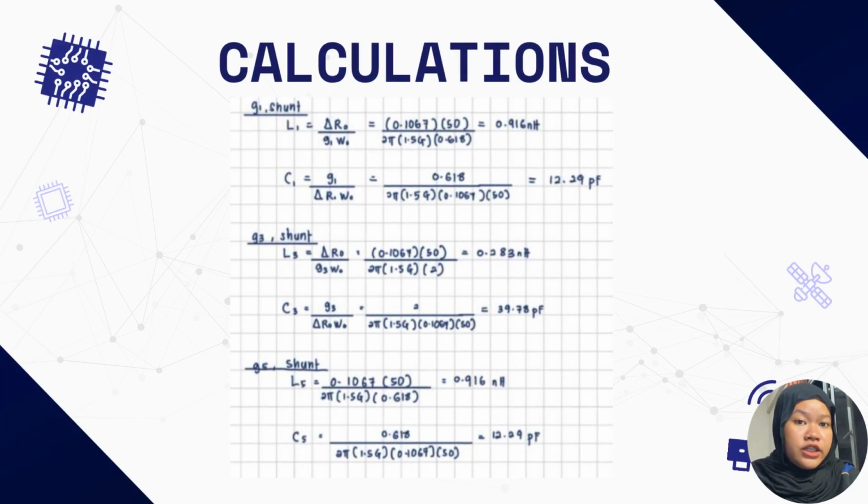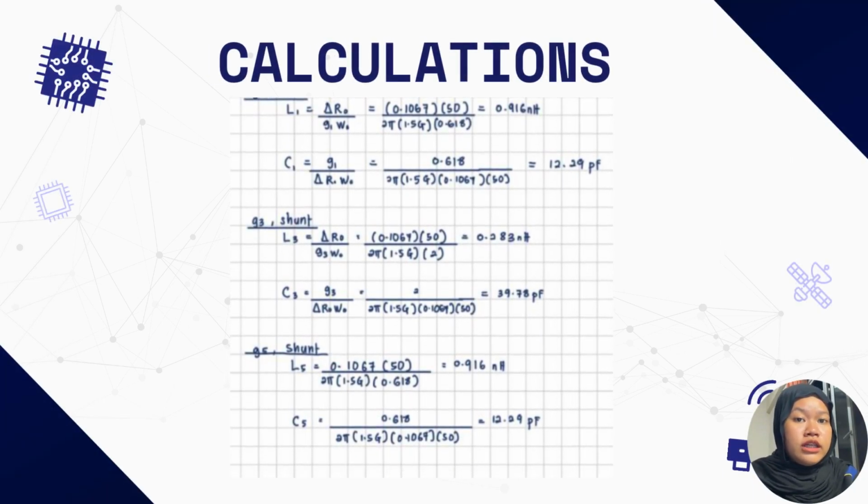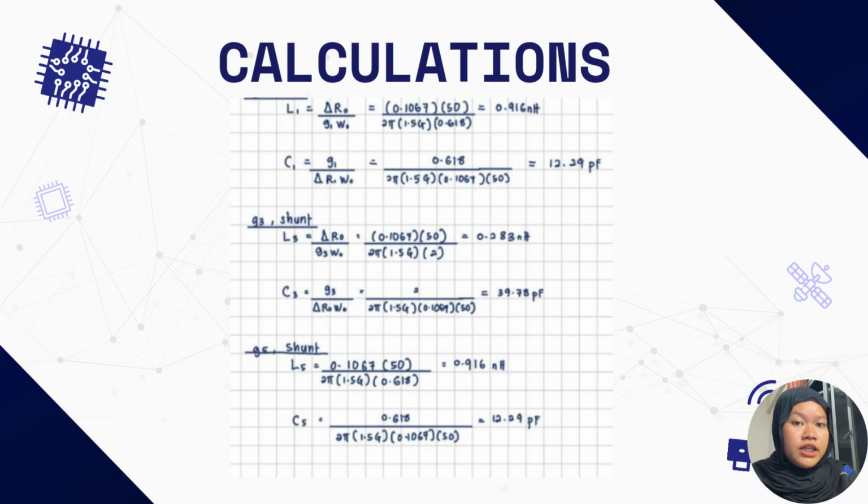Next, I will explain the calculation to design a 5th-order shunt-by-shunt band pass filter based on the formula in the image. Our design parameters are 50 ohm reference impedance, 1.5 GHz center frequency, and fractional bandwidth of 0.1067. First, let's look at the shunt elements in G1, G3, and G5. Each prototype value yields a parallel inductor capacitor pair.